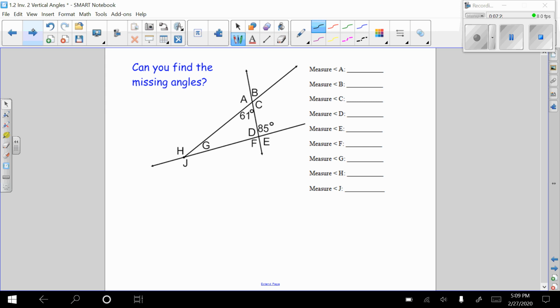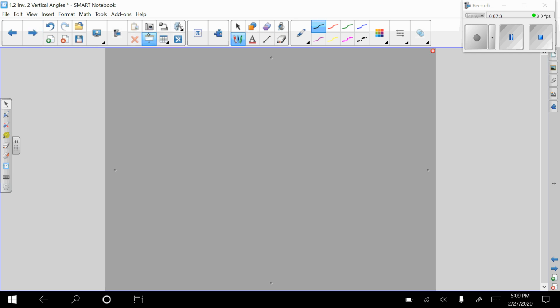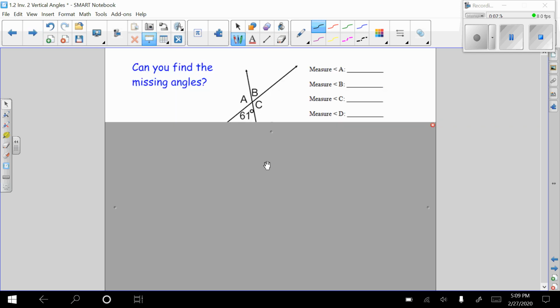Now let's take a look at this diagram. It looks hard, but it's not. Let's break it apart into sections. So I'm going to cover up part of it for you, and we're going to start with the top section. Again, that looks just like what we did. I have a 61-degree angle, so the vertical angle must be the same, and that's B. So B must be 61 degrees.